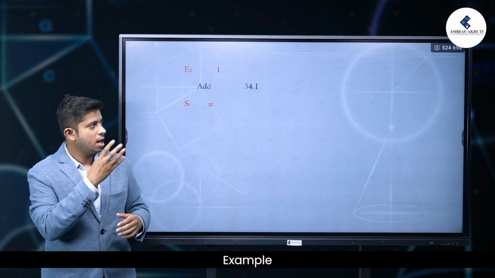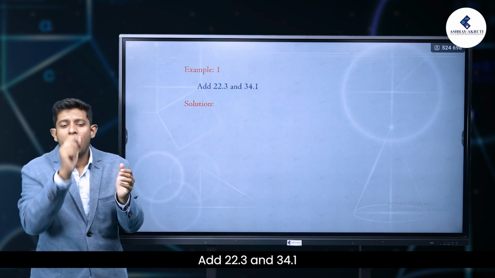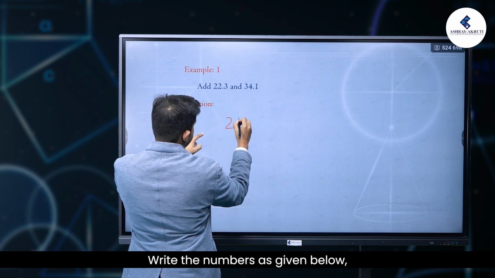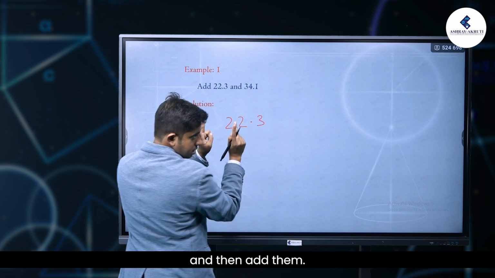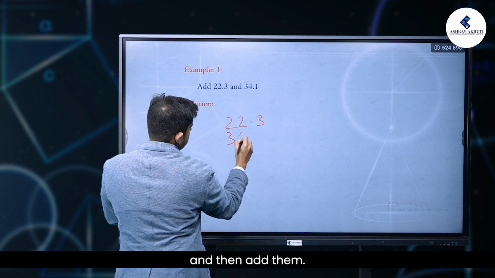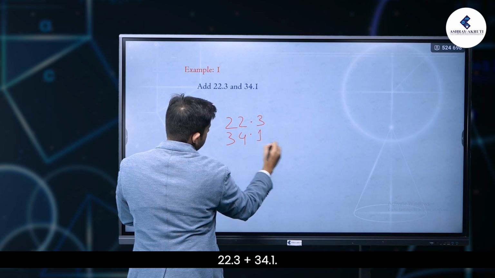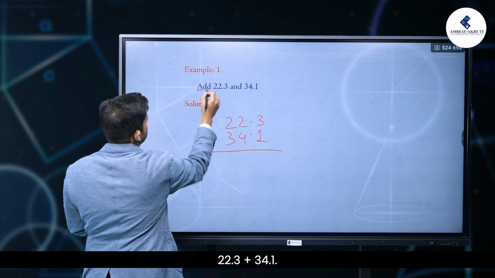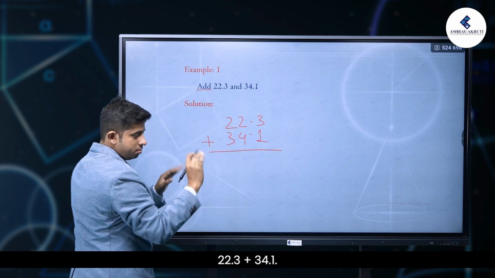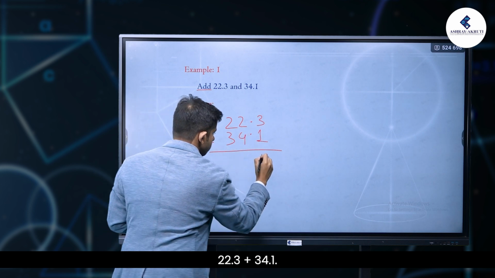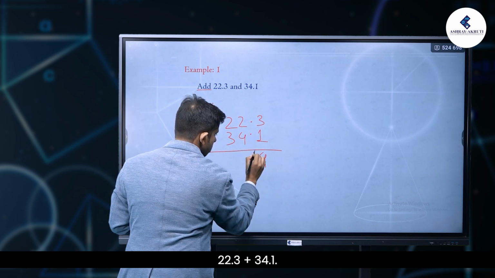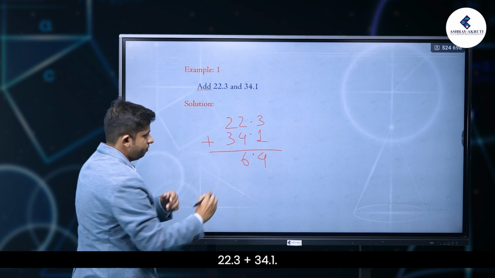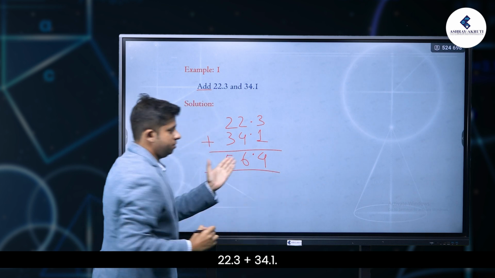Example. Add 22.3 and 34.1. Solution. Write the numbers as given below and then add them. 22.3 plus 34.1 is 56.4.